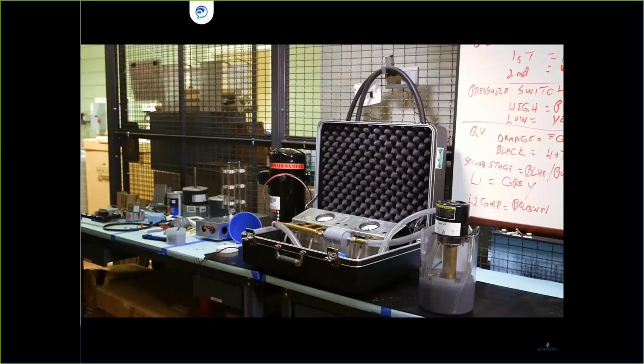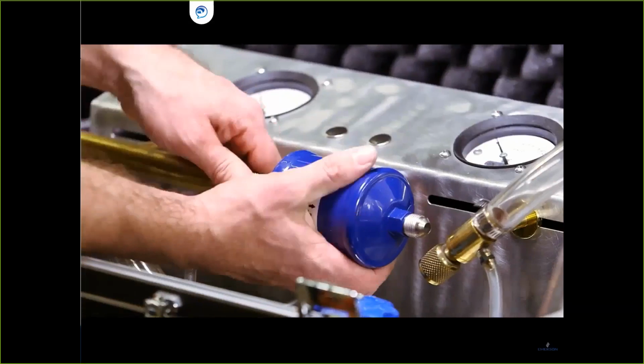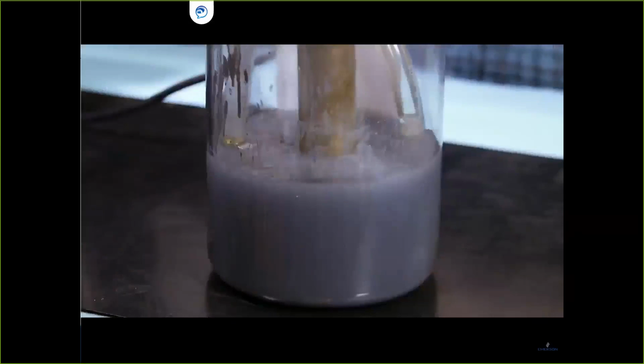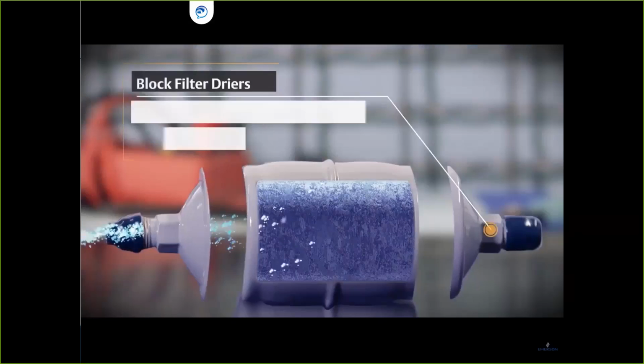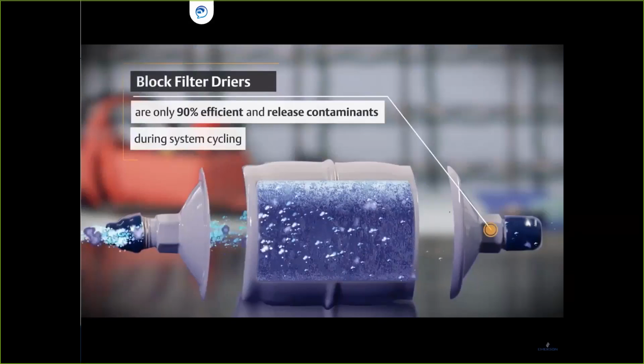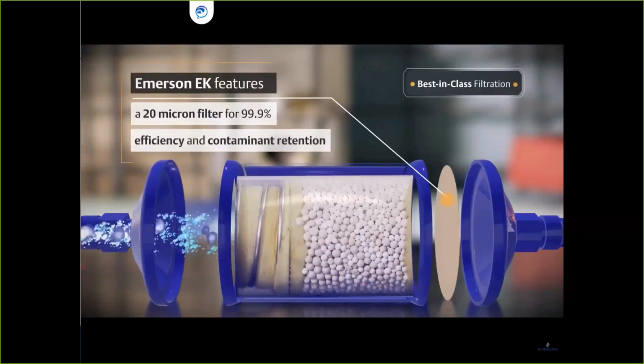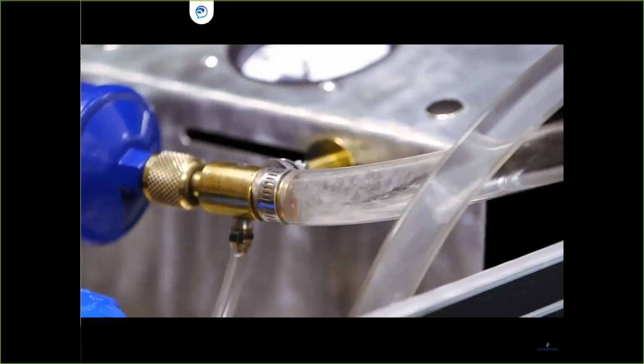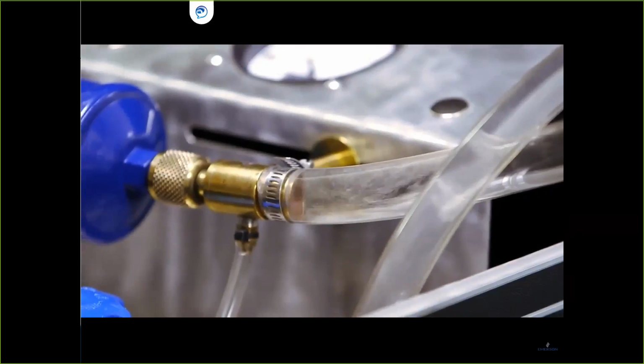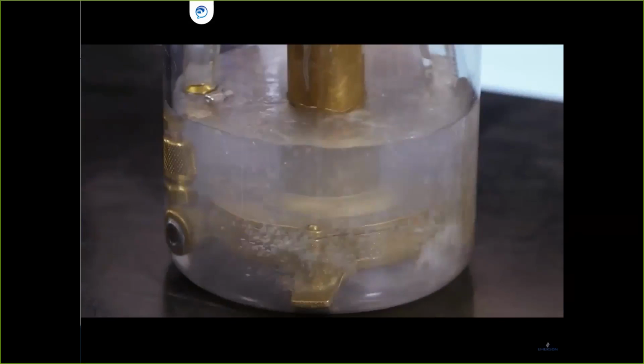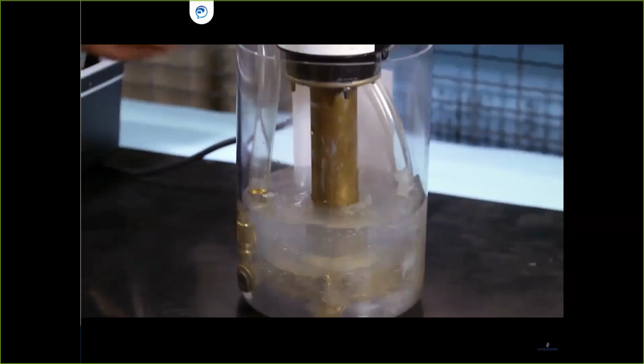Now we remove the competitor dryer and replace it with the Emerson EK. We'll leave the refrigerant as is. Whereas block-style dryers rely on the block to perform filtration, the Emerson EK uses a special 20-micron pad at the outlet. You'll notice that the grit isn't passing through the Emerson EK. The dryer captures the particles, and after only 50 seconds, the refrigerant is clear.